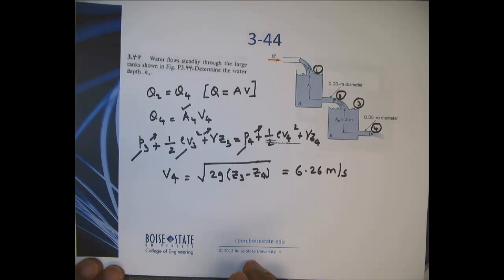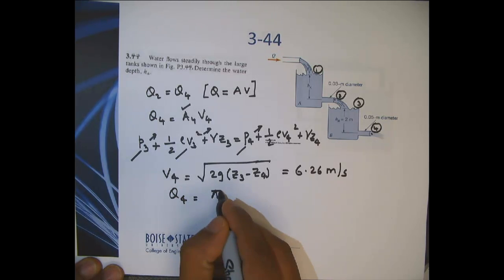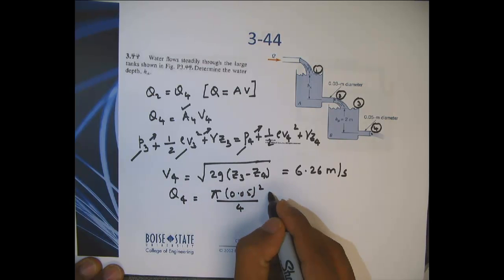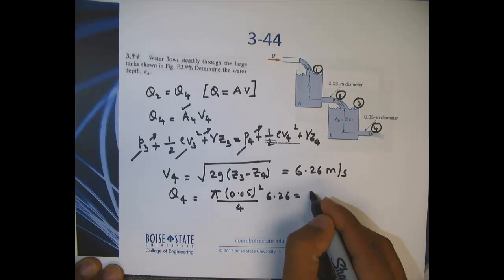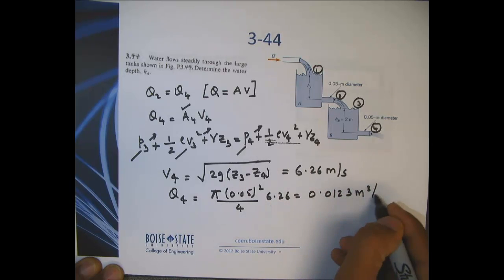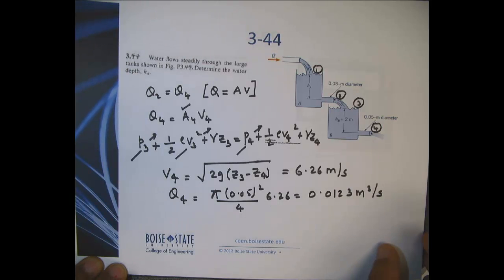Okay. Similarly, I can now determine Q4. It would be pi d square over 4 times 6.26. So I end up with 0.013 meters cubed per second. Okay. All right.